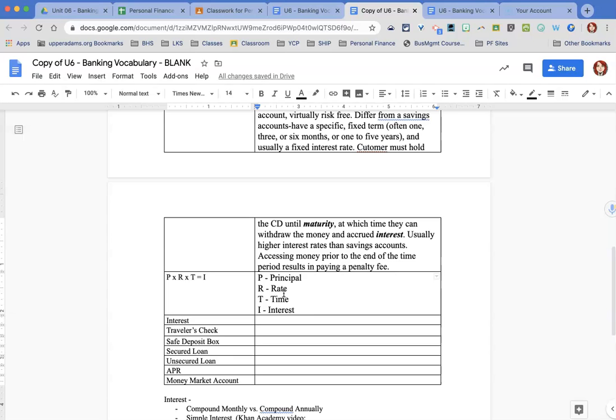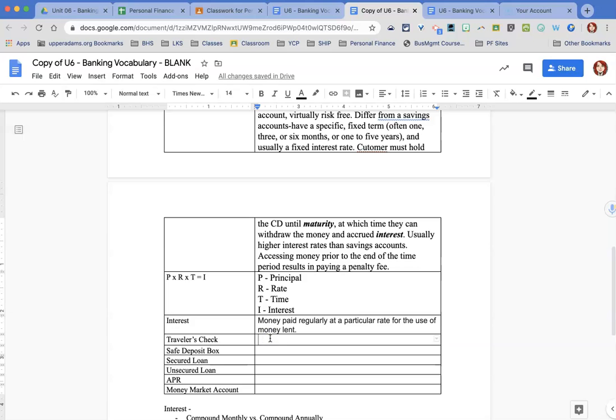So the principal is how much you're borrowing, the rate is what percentage rate you are borrowing at, and time is the length of the loan, which gives you how much interest. Interest is defined as money paid regularly at a particular rate for the use of money lent.